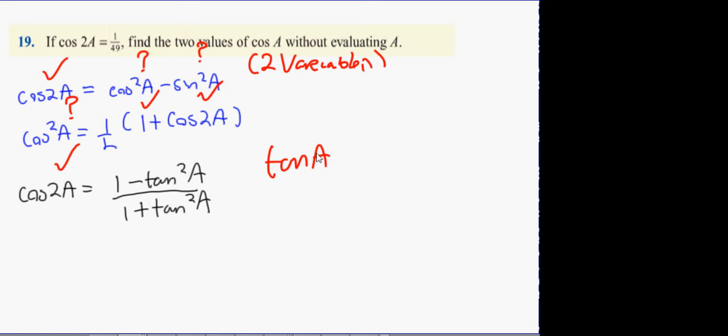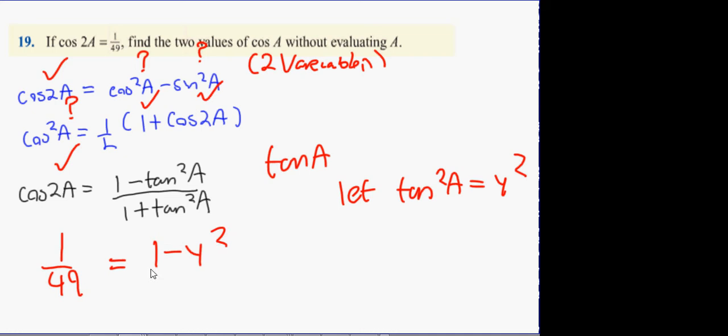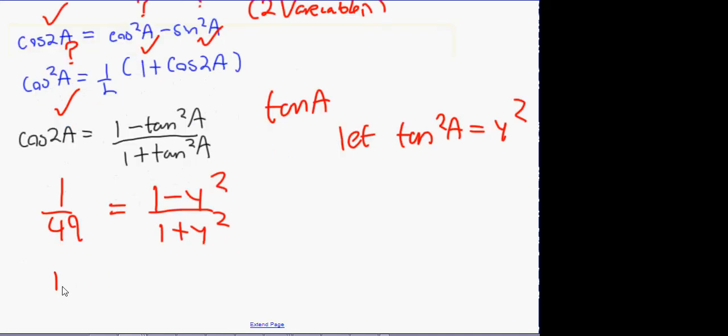So here's what you could do. Lads, you need to pay attention to this. Cos 2a is 1 over 49. I'm going to let tan a, or tan squared a, equal y squared. I'm going to get 1 over 49 equals 1 minus y squared over 1 plus y squared. I'm going to cross multiply. 1 plus y squared equals 49 minus 49y squared.